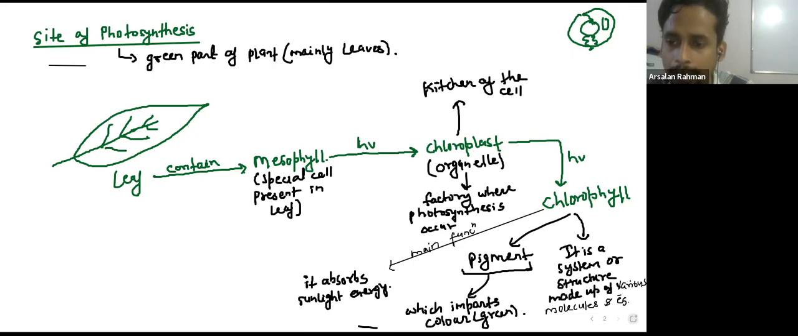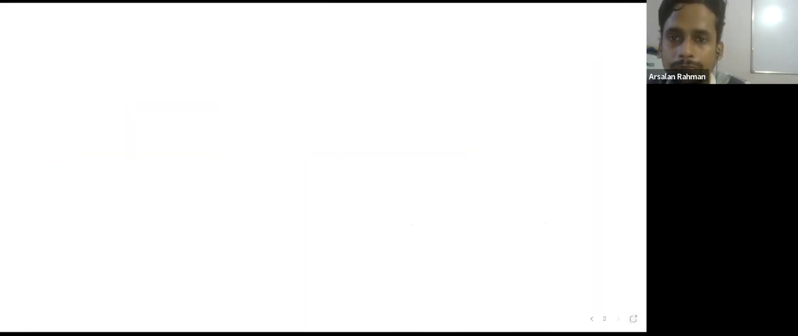Let me give you an idea about light reaction and dark reaction. From dark reaction, do you mean if you put the plant inside a dark room? No, it doesn't mean that. A dark reaction means those reactions which do not require the presence of light. They can occur in the absence of light, that's why it's called dark reaction. And light reactions are those reactions which happen only in the presence of light.